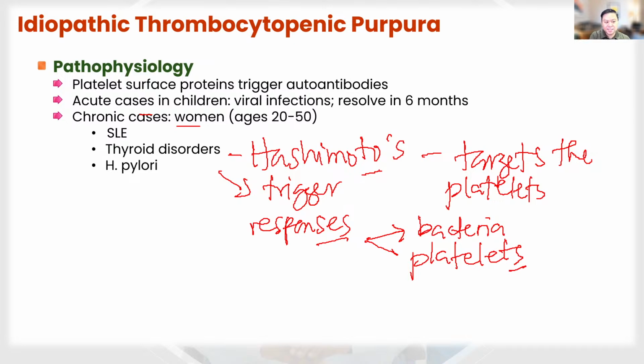So this is something that you should recall. H. pylori infection can trigger responses that attack the bacteria, but it will also attack the platelets, causing their destruction. Now, another condition is hepatitis C. What do you think about the relationship or association of hepatitis C and the ITP? Well, hepatitis C, which is a chronic liver inflammation, can lead to the production of autoantibodies as well.